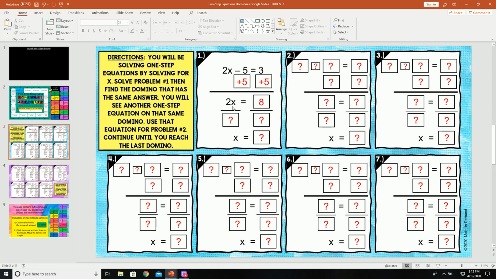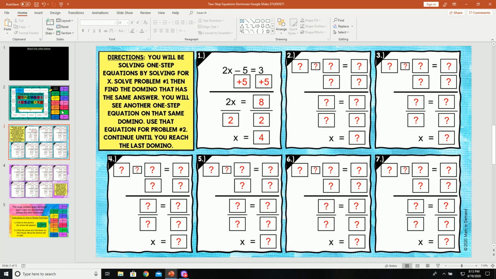Now, in order to solve for x, I need to get rid of my coefficient, which is 2. To get rid of the coefficient, I will divide both sides of my equation by that coefficient, which again is 2. 8 divided by 2 will give me 4. That tells me that x equals 4.